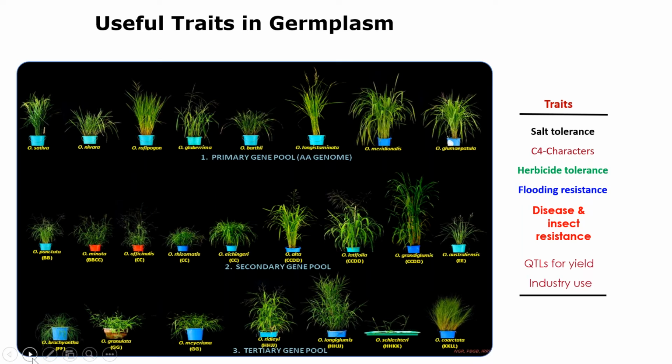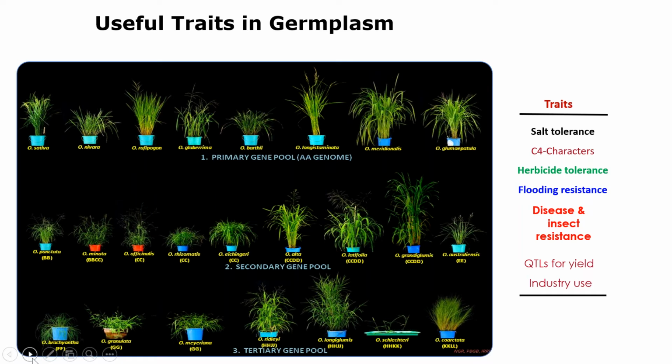The closest are the AA genome, then the one which is a little further out in the secondary gene pool, and the extreme one in the tertiary gene pool. As you can see, they have different morphology, and they also have broad genetic diversity. They have diploid genomes, they have tetraploid genomes, and they have many novel traits like salt tolerance. Some of the rice species have C4 characters, herbicide tolerance, flooding resistance, and disease resistance, and they also have many abiotic stress tolerance characters.